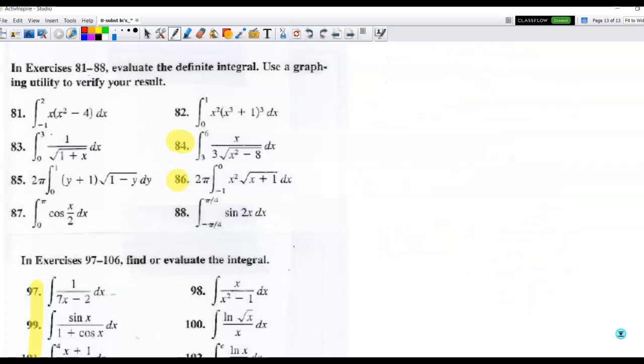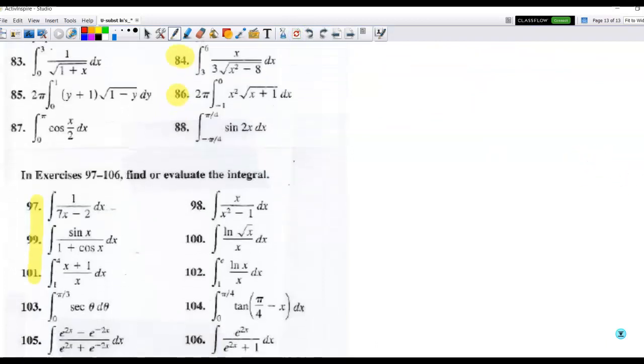Problem number 88. Let's bring this down, or 86, I'm sorry. Let's bring this down. So problem number 86, I see an inside function. So I'm going to let u equal x plus 1. du is equal to dx. So I can replace the x plus 1, I can replace the dx. I'm not bothered by the 2 pi, but I am a little bothered by this x squared right here. Uh-oh. Seems like that x doesn't want to go away. It's being pretty stubborn.